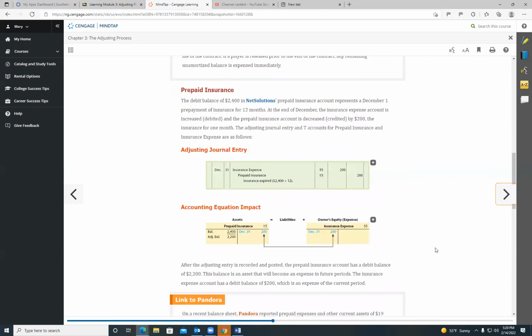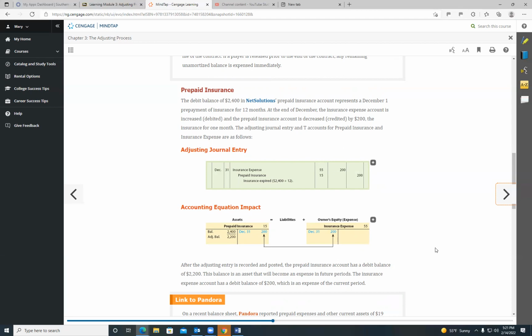Let's talk about prepaid. The debit balance of $2,400 in Net Solutions' prepaid insurance account represents a December 1st prepayment of insurance for 12 months. So at the end of December, the insurance expense account should be increased and the prepaid expense account should be decreased by 1 month, because we have now incurred 1 month of that expense. In other words, the insurance company has provided that service to us for at least 1 month. So it's no longer a prepaid expense. It's now expired and we can expense it.